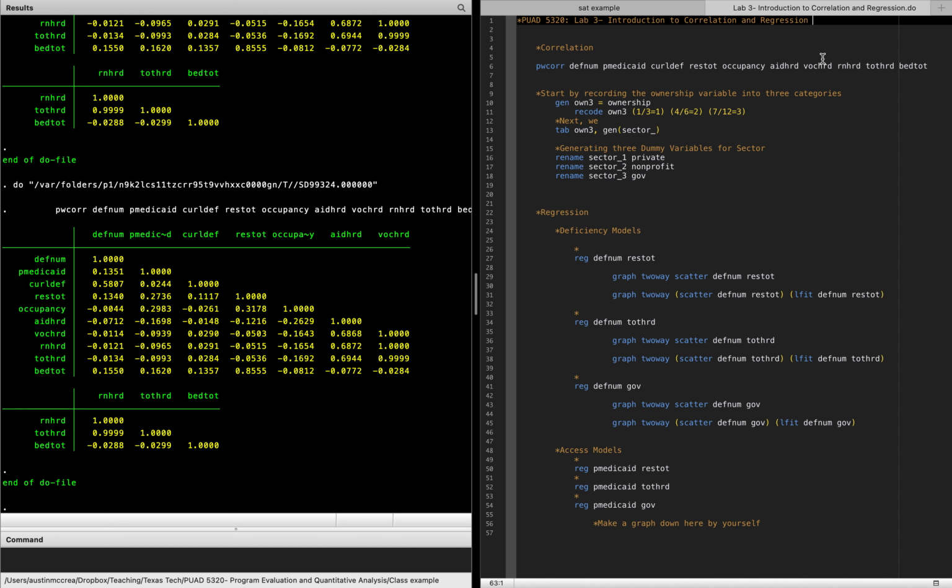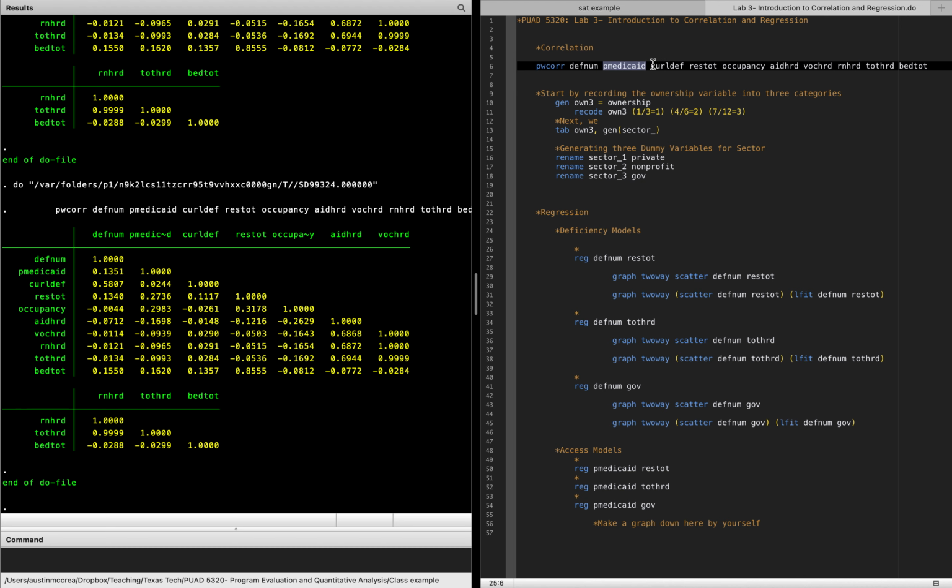All right, everybody, welcome to Lab 3, which is going to introduce you guys to correlation and regression within Stata. So looking at Lab 3, the first thing that we're asked to do is obtain a bivariate correlation matrix, which includes the following variables. So the number of deficiencies, which is our primary measure of nursing home quality, then the percentage of Medicaid residents, which is our key measure of access of care.